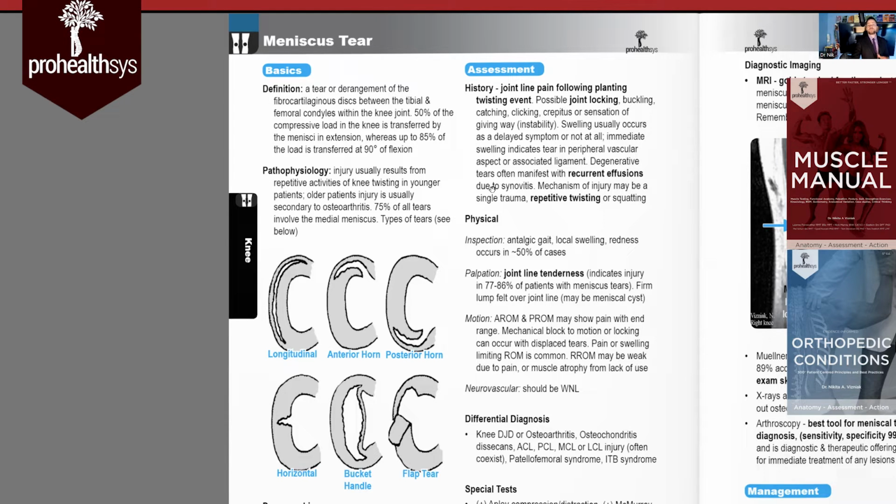Mechanism of injury may include single trauma or multiple repetitive events, especially if they do a deeper squat. As I told you earlier, we see more loading on the posterior part of the meniscus. When you get into that deeper squat, it may also predispose for this injury.